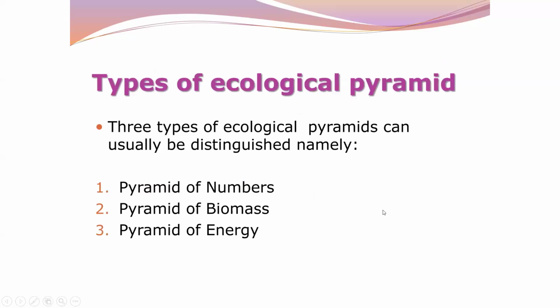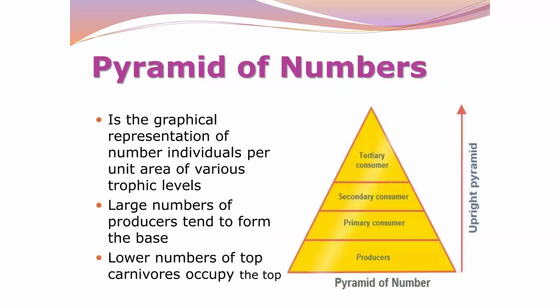Now, types of ecological pyramids. Three types of ecological pyramids can usually be identified, namely pyramid of number, pyramid of biomass, and pyramid of energy. The first one is the pyramid of number. The pyramid of number is a graphical representation of the number of individuals per unit area of various trophic levels.